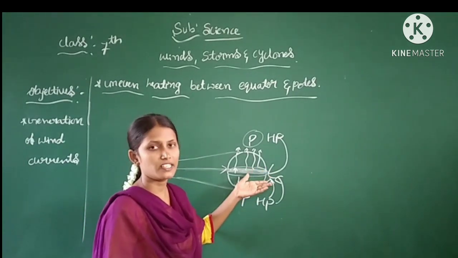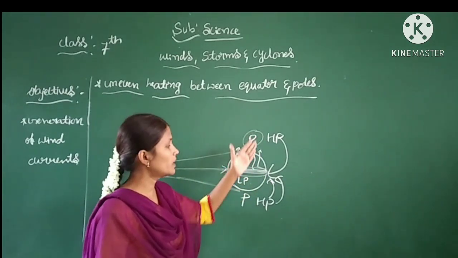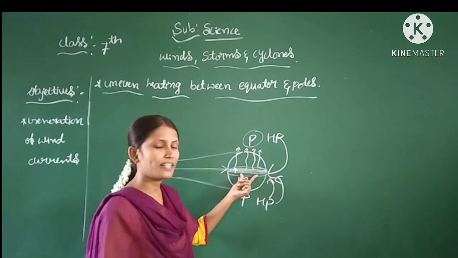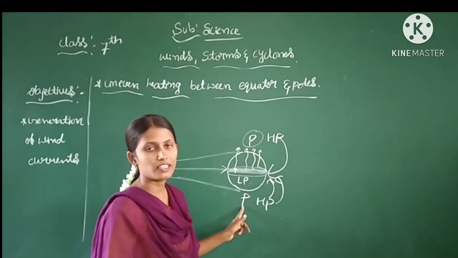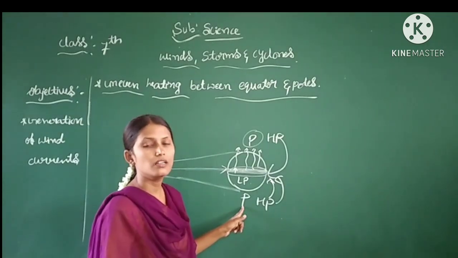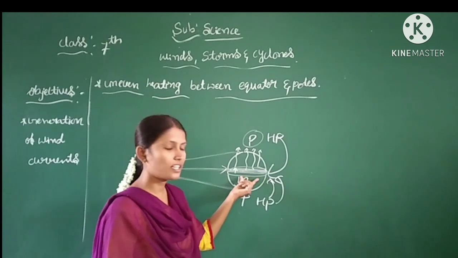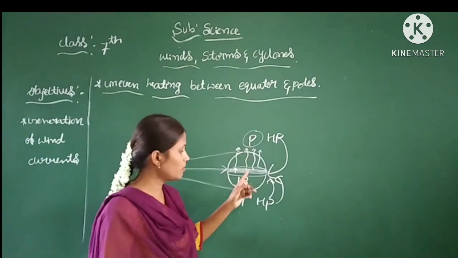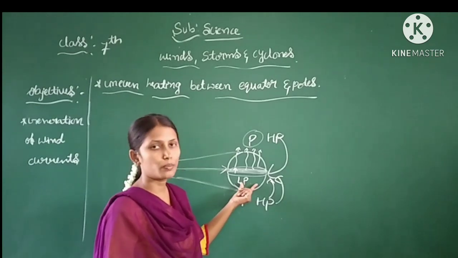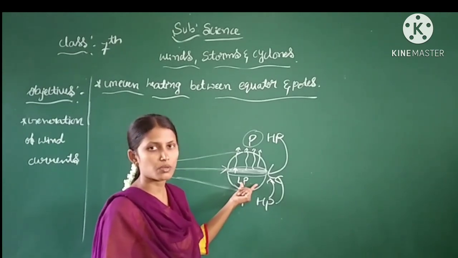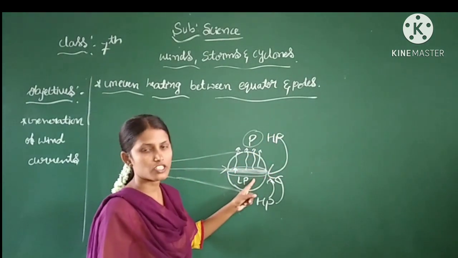Wind currents are generated because of the uneven heating between the equator and the poles. The equator receives the maximum heat energy, but the poles receive less heat energy, so high pressure is created at the poles. At the equator, when the air rises up, it creates low pressure. To cover this low pressure area, wind moves from the high pressure area to the low pressure areas.